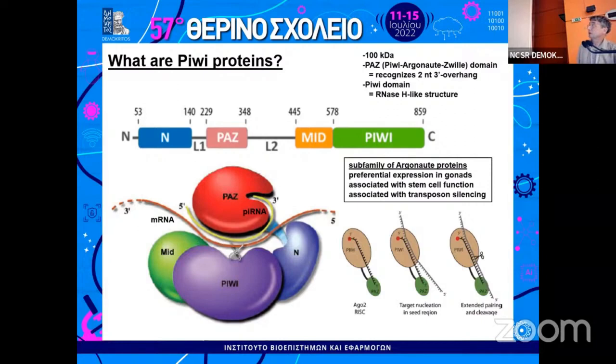They have 4 characteristic domains, and they bind small RNAs. What they do is search for targets in the RNA population. They can hybridize to the targets and then trigger silencing, or they trigger degradation.